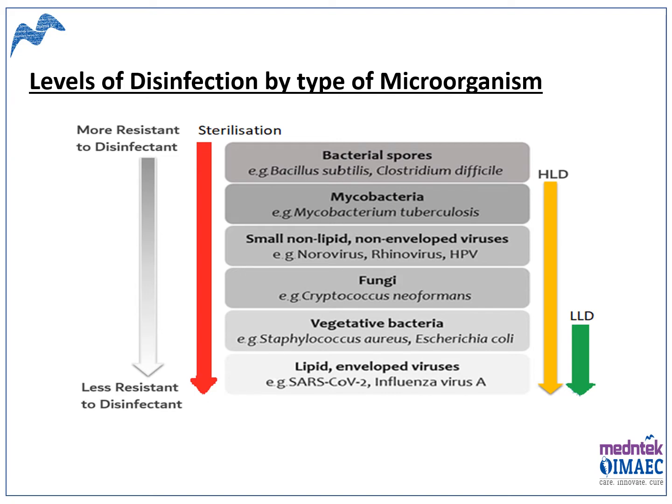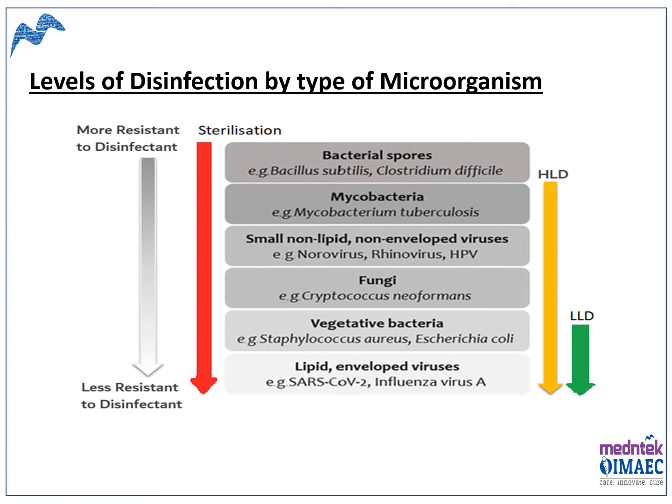So look at the hierarchy. The toughest are bacterial spores like Bacillus subtilis and Clostridium species. Below that is Mycobacterium tuberculosis or Mycobacterium species. Apart from the mycobacteria, there are small non-lipid, non-enveloped viruses like noroviruses, rhinoviruses, and HPV. Then fungi like Cryptococcus neoformans, and vegetative bacteria like Staphylococcus aureus and E. coli. Staphylococcus aureus is a vegetative bacterium, so it can be killed with low level disinfection.